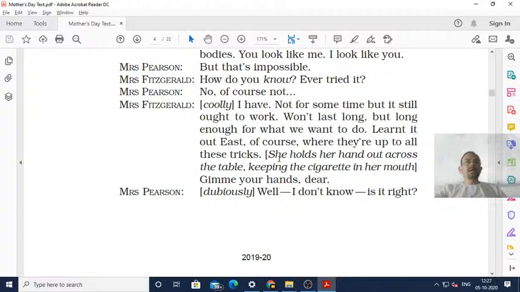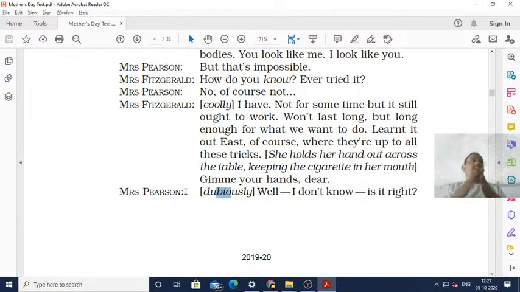She holds her hand out across the table, keeping the cigarette in her mouth. Give me your hands, dear. She says, give me. Give means give me your hands, dear. And Mrs. Pearson dubiously, well, I don't know. Is it right? I don't know. Is it right to change personality?